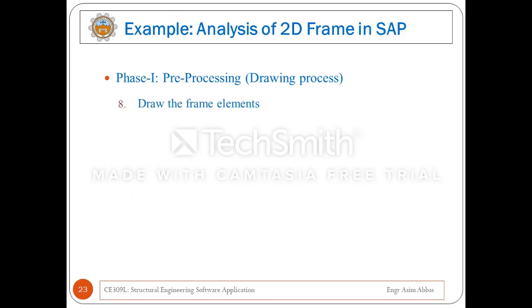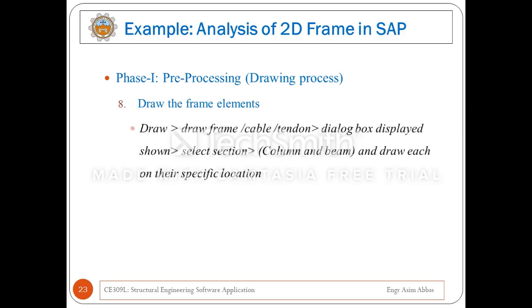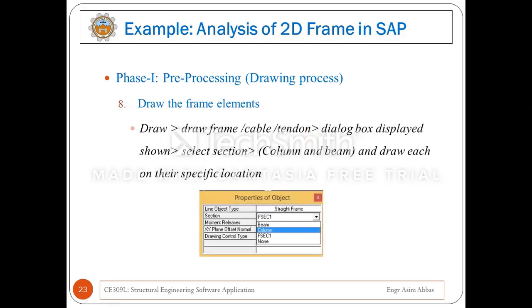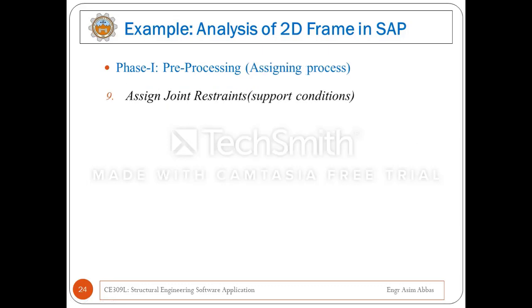Now let's move toward step 8 in phase 1, and this phase is about drawing the frame elements. Okay, for that you will just click on the draw menu, then go to draw frame element in cable. So a window will appear. From this window you will select the section which you want to draw. If you want to draw a beam, select beam, and if you want to draw a column, select column. In step 9 you will assign different joint conditions. Okay, where you will apply support condition. How will you apply support condition?